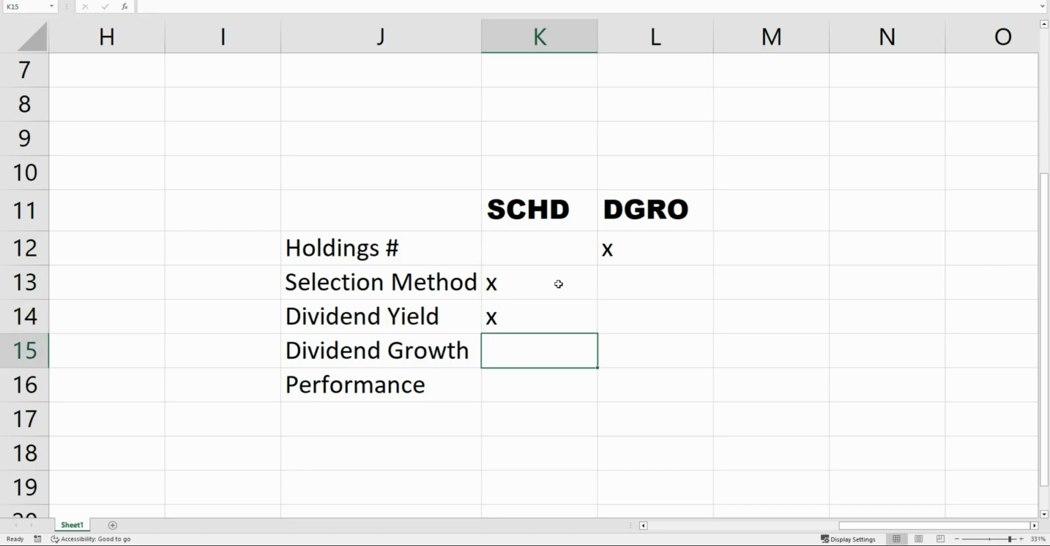And we are going to also give the dividend growth to SCHD because it has a higher annual growth rate. Of course, DGRO's is not bad either, but SCHD does come out on top. Now, let's get into performance. Let's do a historical analysis of how these ETFs compared against each other over time.